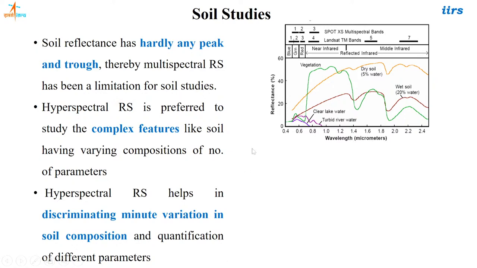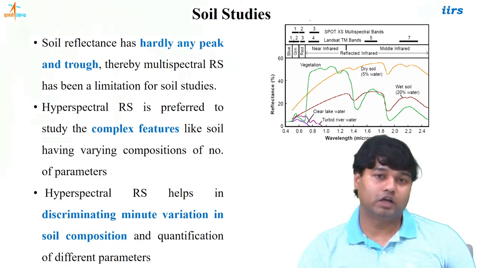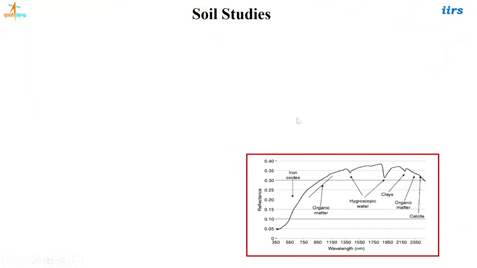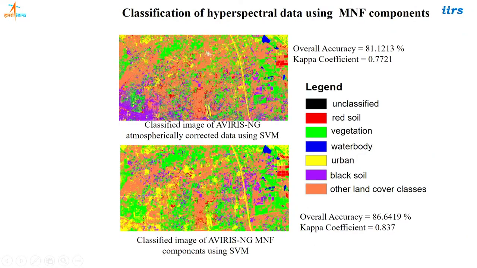Then coming to soil studies, we can go for different types of soil studies like dry soil, wet soil, and the moisture content we can identify. Different organic matters are affecting, so that also we can identify. Here you can see the classified image using hyperspectral data, Hyperion data of the ICRISAT area. When we took reflectance data, a little misclassification was occurring, but as I told, MNF improves the SNR and discards some of the noisy bands. So here red soil and black soil classification got improved when we used the MNF based technique.